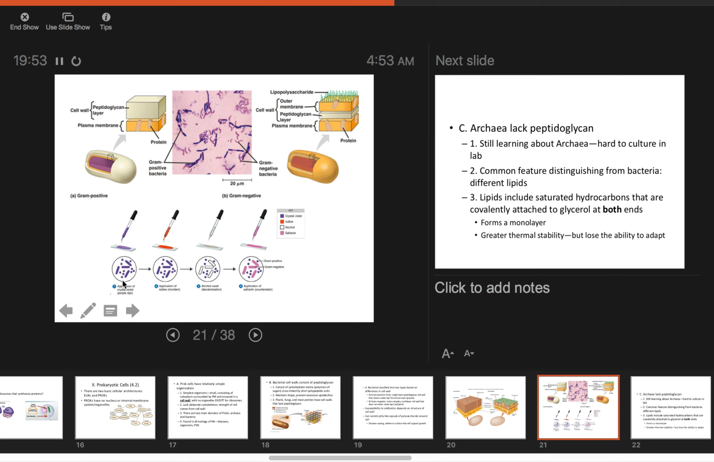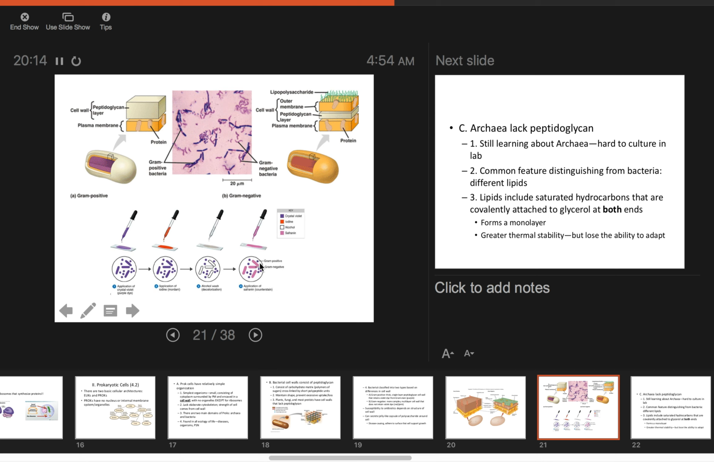So the staining process is that they take the sample that they want to test and apply crystal violet, a purple dye. Then they add some iodine to it. You guys messed with some iodine in the Chemicals of Life lab. Then they wash it with an alcohol, and then they add safranin as a counterstain, and what you see is what you get.